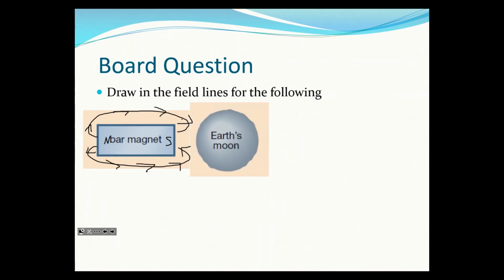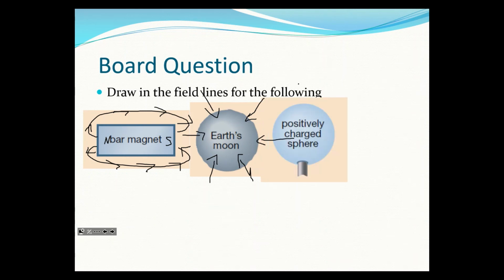Okay, draw it around Earth's moon. So pause the video. So Earth's moon is a mass, so it has a gravitational field, but it doesn't have a magnetic field. It's not like Earth. Earth has a magnetic field around it, but the moon is like a dead rock. It just has a gravitational field, so it will always point towards it. And if we had a positively charged sphere, so pause it, try it on your own.